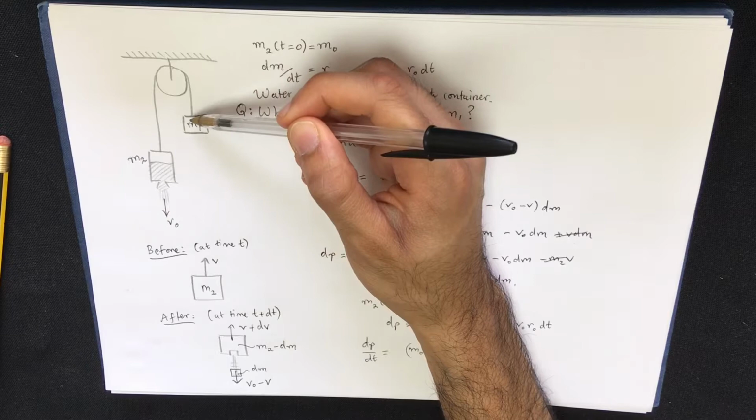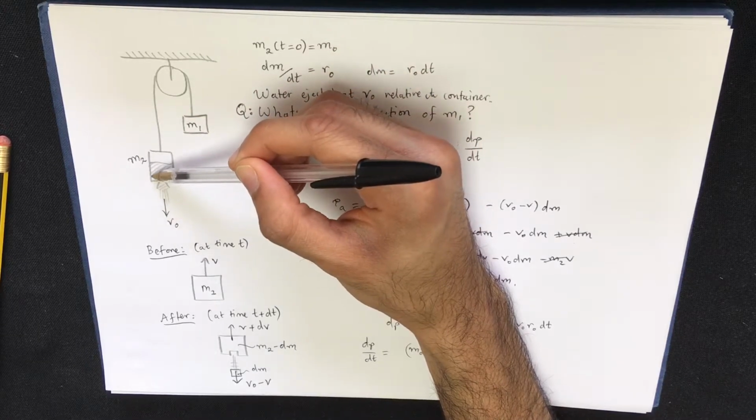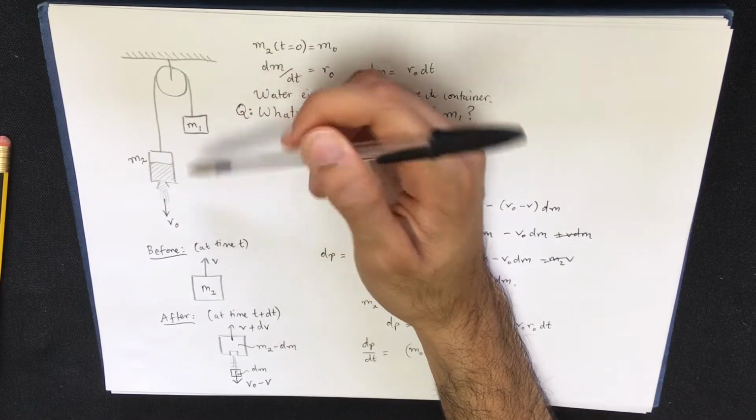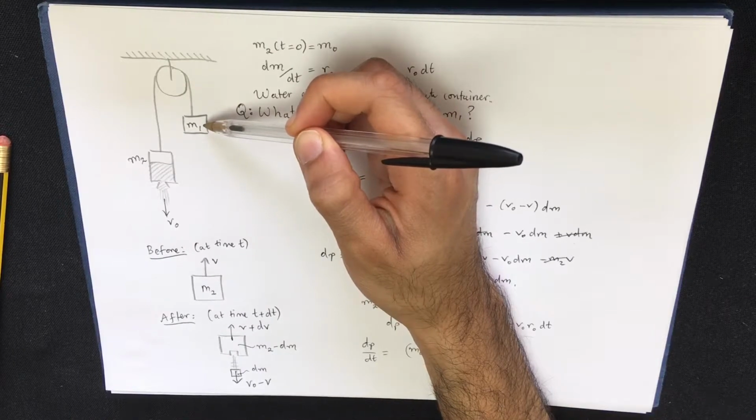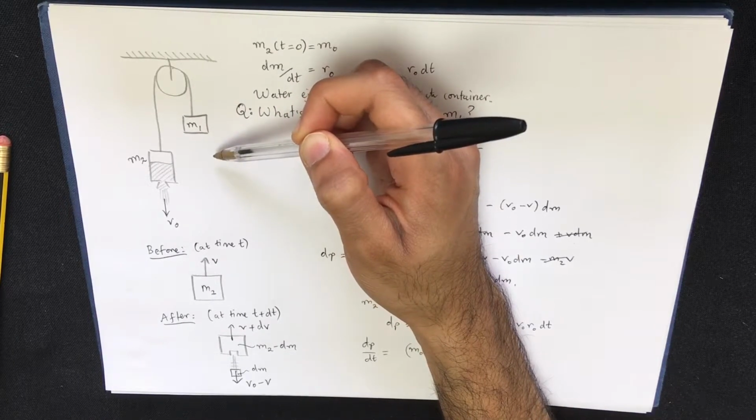Because the string is inextensible, the rate at which the second mass accelerates upwards has to be equal to the rate at which the first mass ends up accelerating downwards.